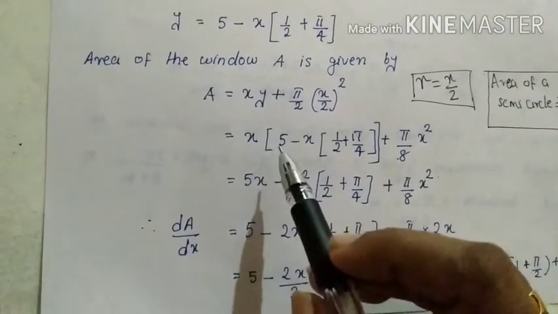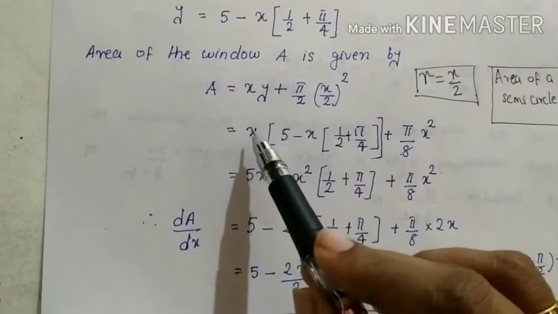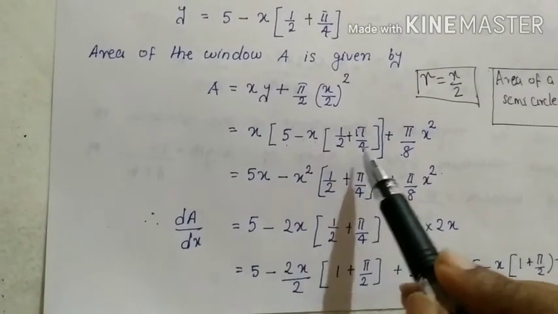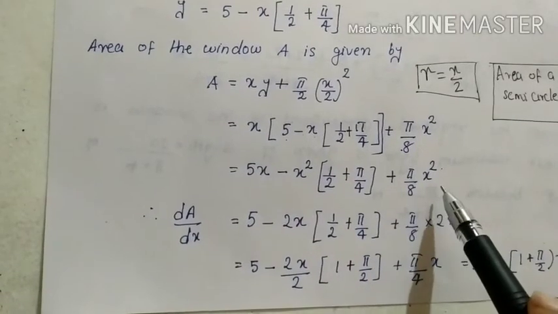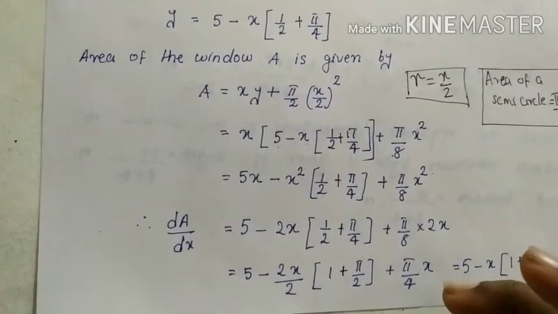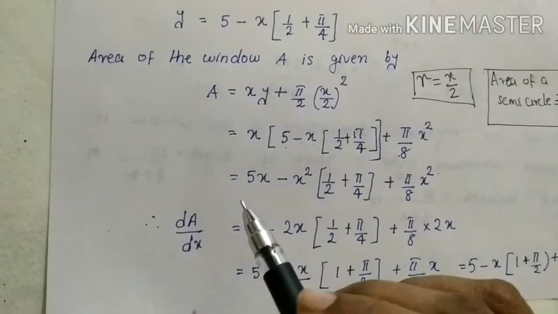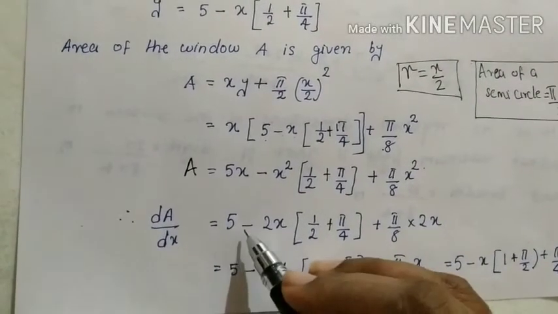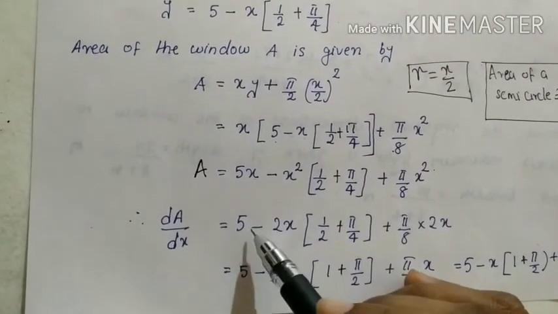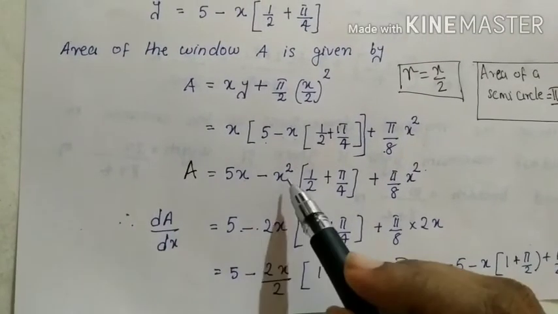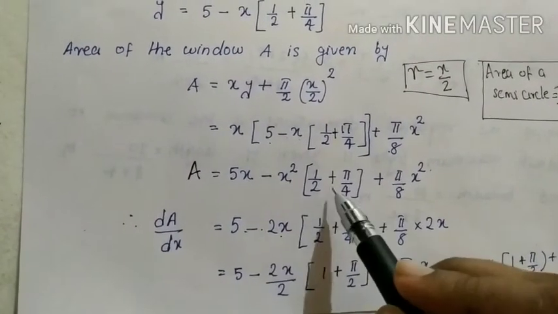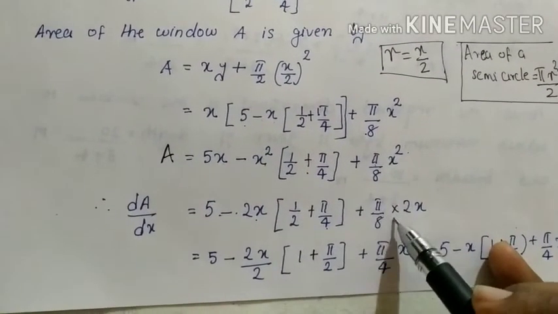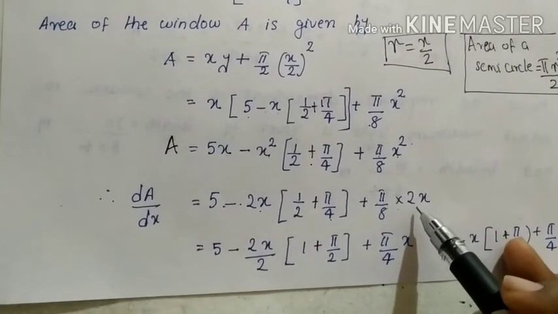Next, opening this bracket, we get 5x minus x square into 1 by 2 plus pi by 4, plus pi by 8 x square. Next I am differentiating with respect to x on both sides. We get dA by dx equal to 5, which is a constant, so its derivative is 5 times the derivative of x, which is 1, minus the derivative of x square, which is 2x. This is a constant term, so simply write it here, plus pi by 2 into the derivative of x square, which is 2x.